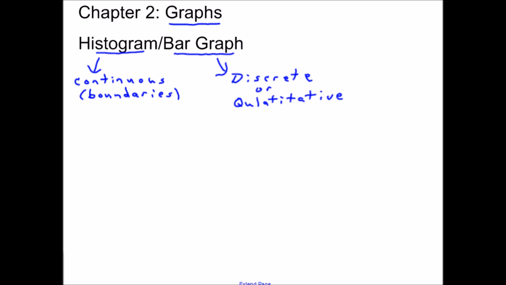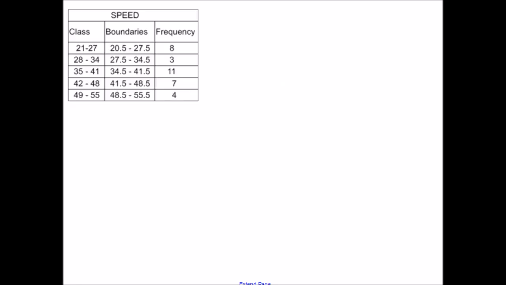First of all, we're going to take that example that we did before with the speed. I have a frequency table rather than a relative frequency table, and we're going to make, in this case, a histogram because it's continuous data. So that would be our choice in this case.